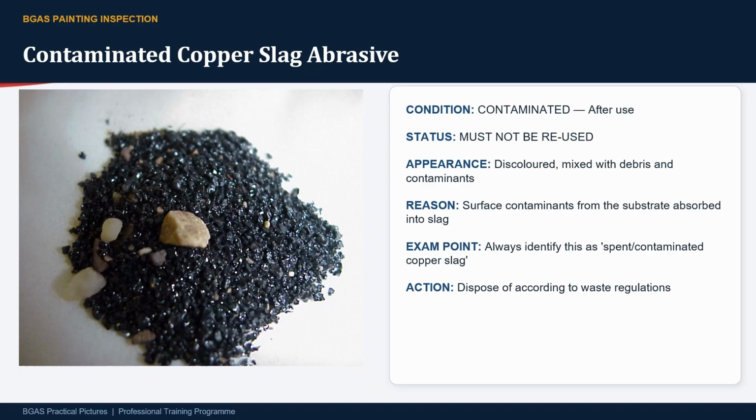A common examination question is the difference between fresh and used copper slag. Fresh copper slag appears clean and angular. Used copper slag appears contaminated and unsuitable for reuse.